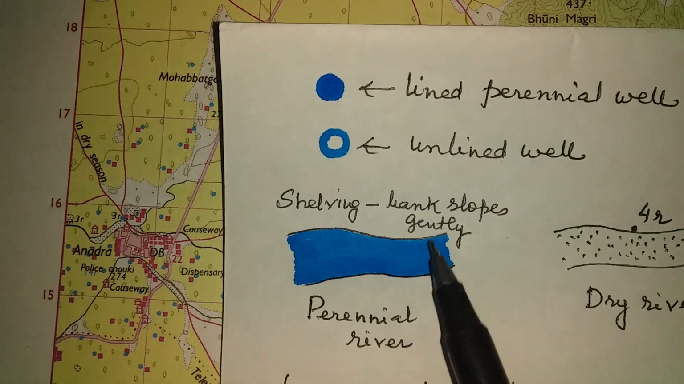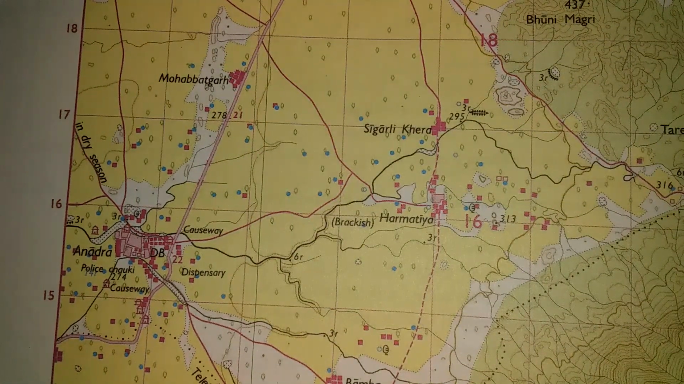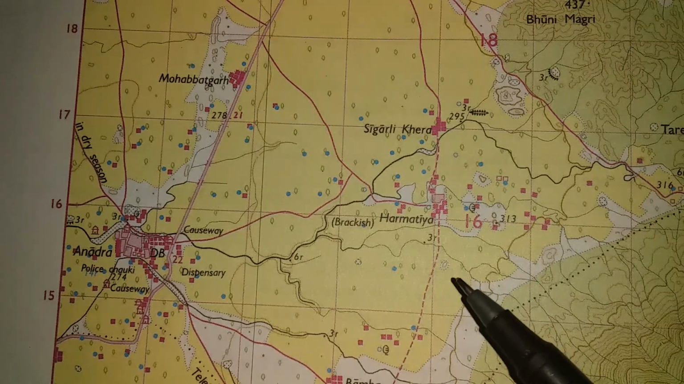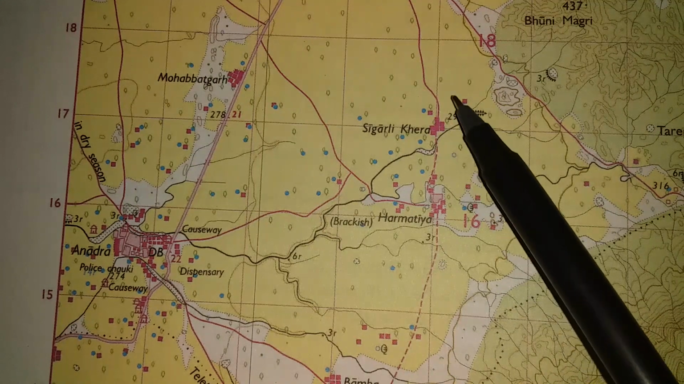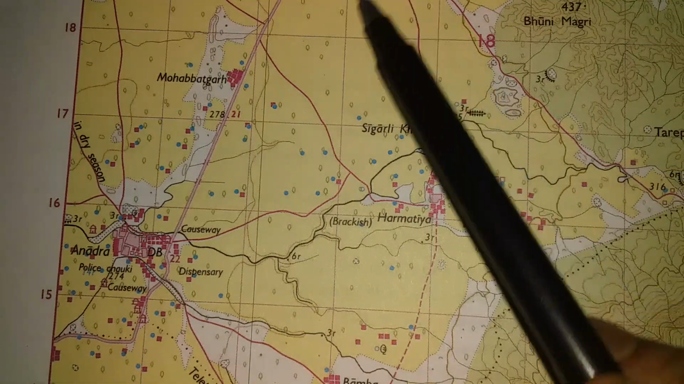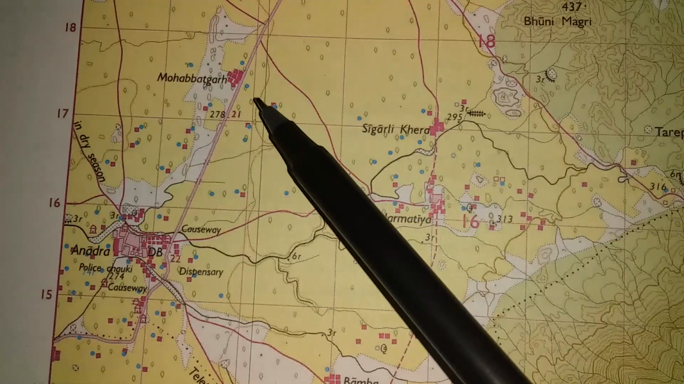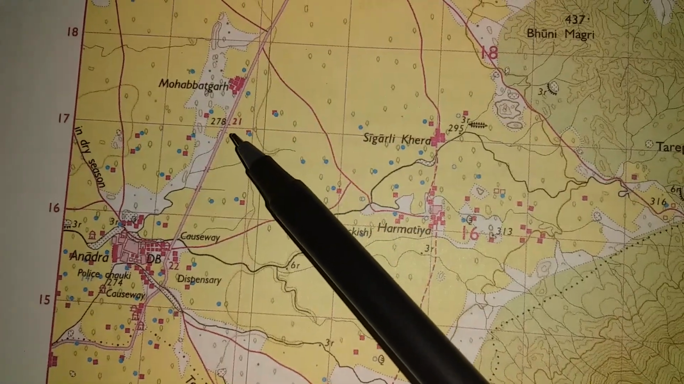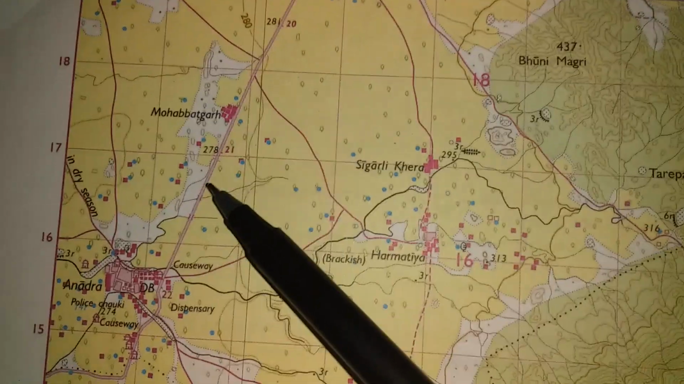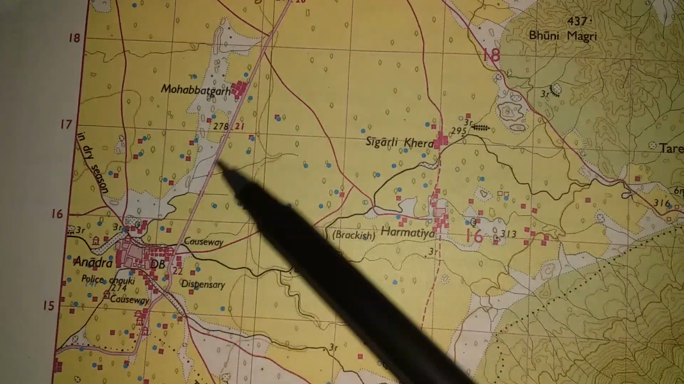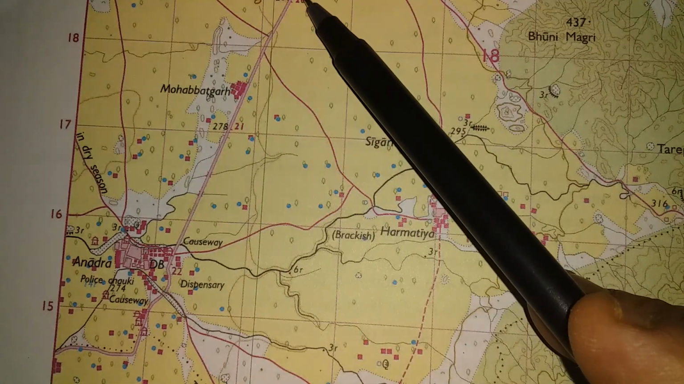So before we proceed further, let me show the different types of roads here. You can see that this is a pack track, this is a cart track, and this is a metal road. And you can see the numbers written here, 20, 21, 22. They refer to milestone or distance stone.